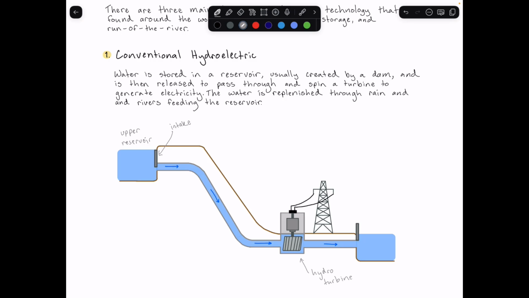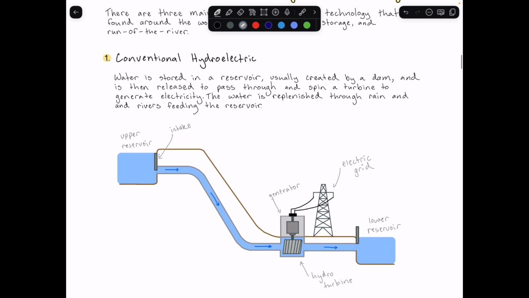Turbine there, which is then connected to a generator. And this can just be labeled as the electric grid here. And then the water, after it's passed through that hydro turbine, is then released downstream into what is also called the lower reservoir here. So that's generally how conventional hydroelectric works.